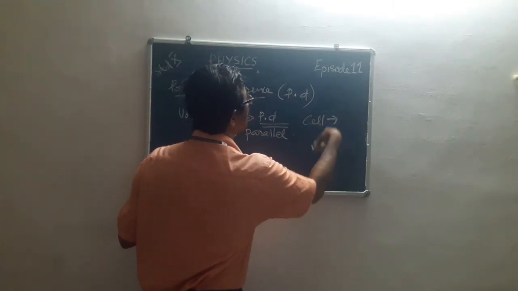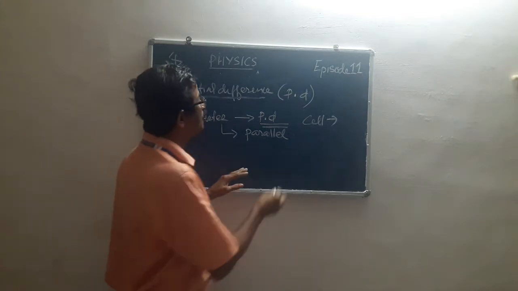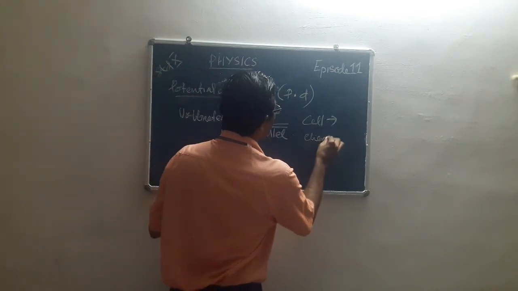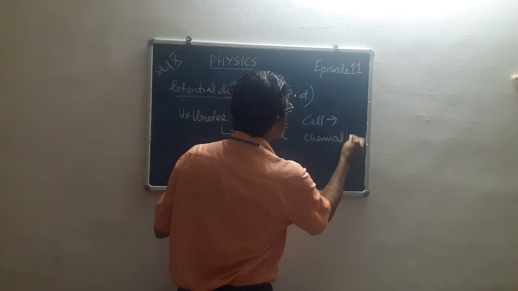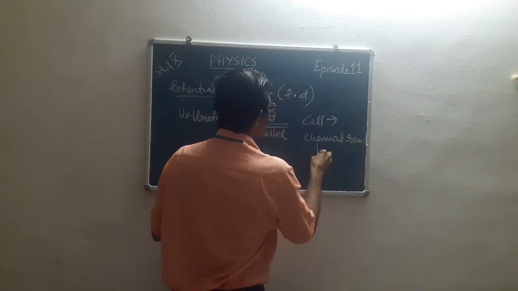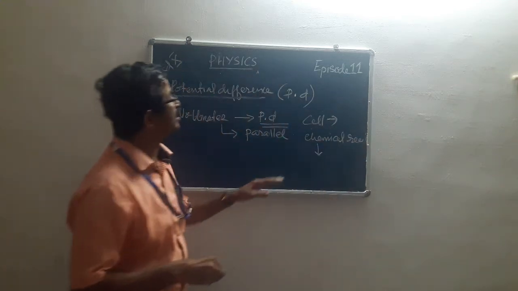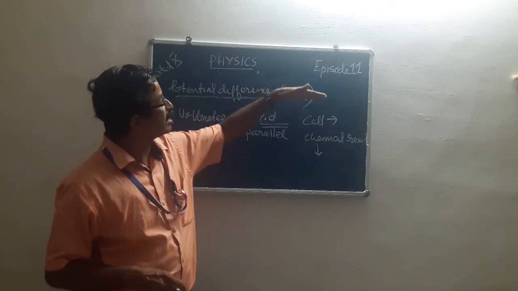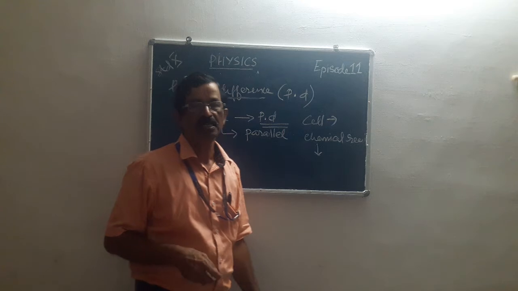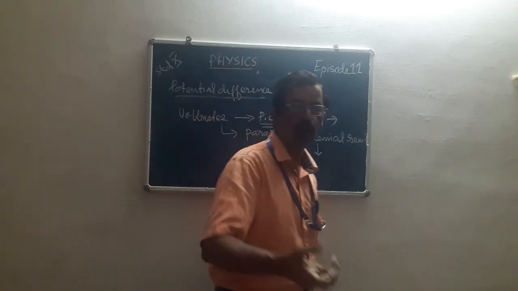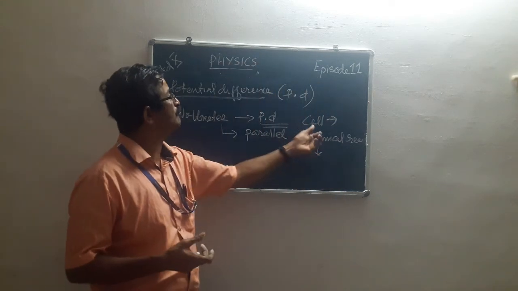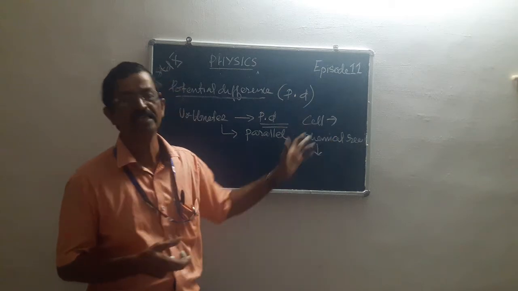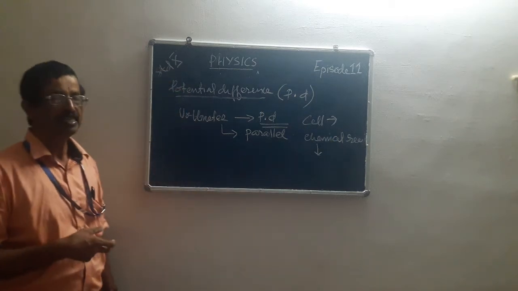We know a cell can provide potential difference. How does it provide potential difference? Due to the chemical reaction. The chemical reaction takes place whenever the cell is connected to the circuit, and even if the circuit is open, potential difference is developed due to the chemical reactions within the cell.